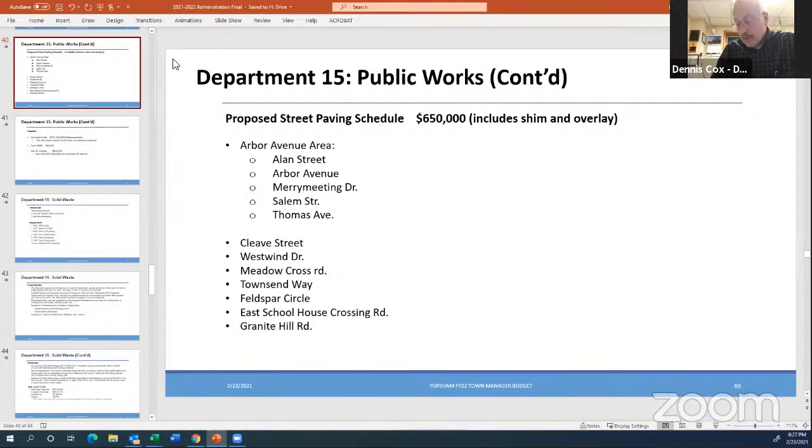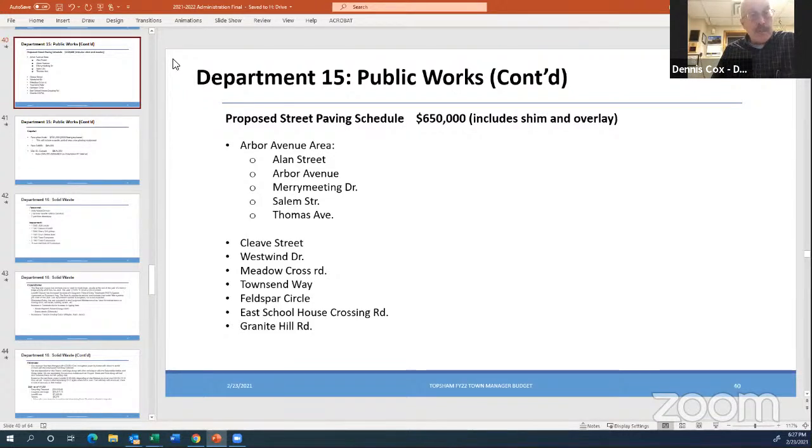So we're looking at paving Allen Street, Arbor Avenue, Mary Meeting Drive, Salem and Thompson Avenue, all over in the Arbor area. We'd like to get that buttoned up now. We held off for a little bit because of the traffic with the new Somerset Place development that was going on. That's complete, so we're trying to settle the area here.